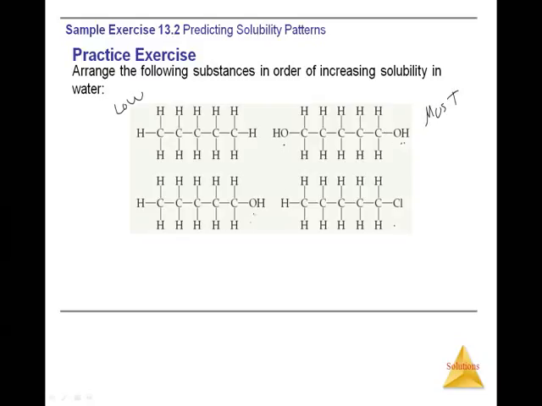And then I have an OH, and I have a Cl. So the O is more electronegative than the Cl. So this is low, which is 1, and this is 4, which is high. This is going to be 3, and that one will be 2. Okay.